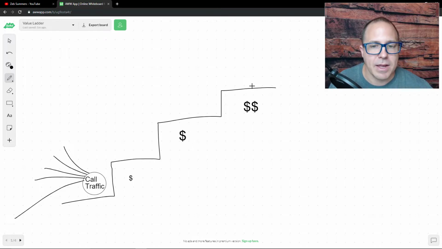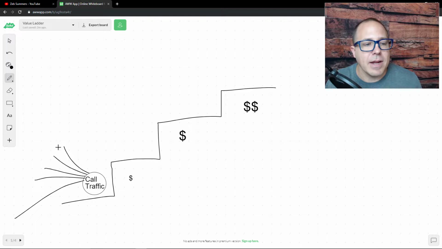This is a basic value ladder. So here is where you get your leads. You're offering a free book, a free challenge, whatever it is, you're offering something free or very low value to get leads. This is a call to traffic. So you're putting this free challenge, this free book out there and saying, hey, I've got this free book, come check it out. And people come into your funnel or your value ladder at this level, and then they get upsold to these certain levels. And that's the basic formula for a value ladder.